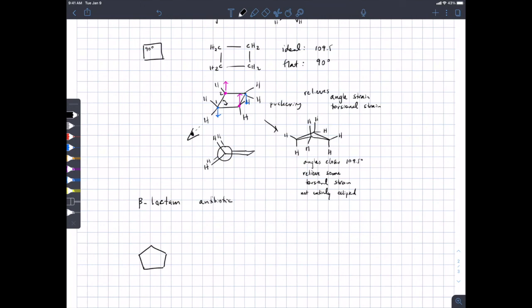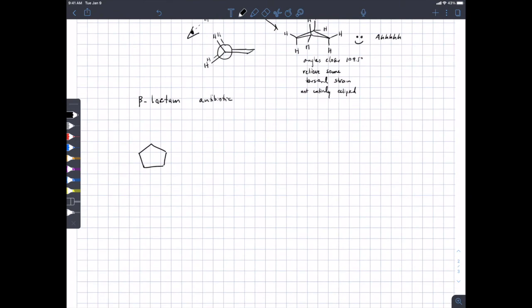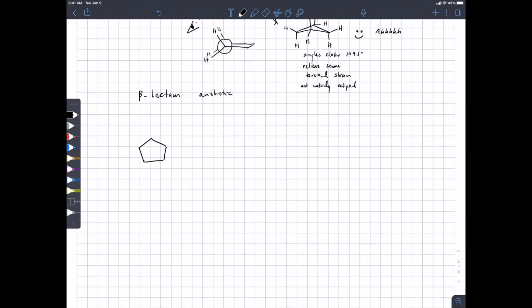So you can think of cyclobutane as being kind of stressed and full of angst, and relieved now because of the puckering. For a 5-membered ring, strain is even less.